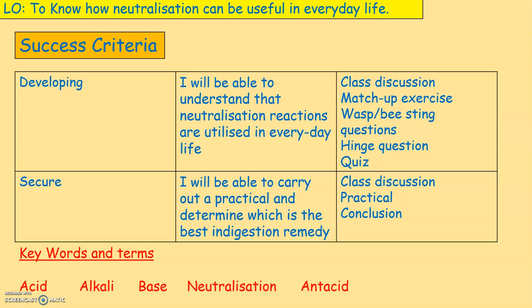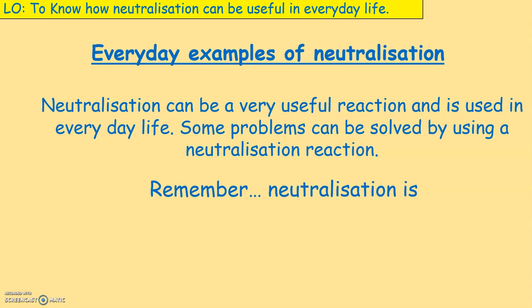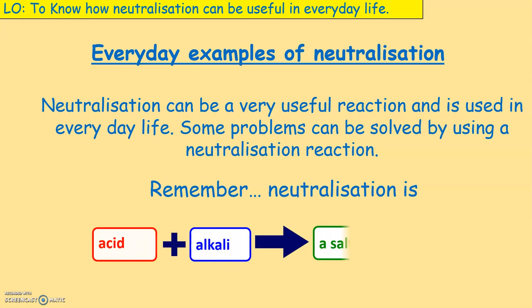All right, let's continue. Now, everyday examples of neutralization. Neutralization can be a very useful reaction and is used in everyday life. Some problems can be solved when we carry out neutralization. This is what you need to remember: neutralization is basically acid reacting with alkali, which gives us a salt and water. Make sure you remember this equation. If you can pause the video and write it down, that would be brilliant. Anyways, let's move on.